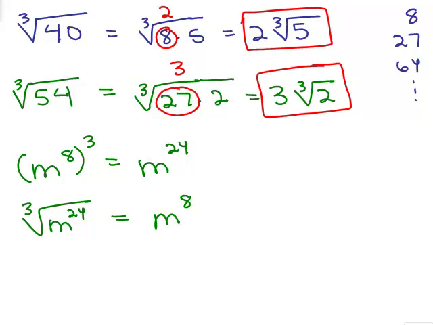So let's try another one. How about if I wanted to do the cube root of x to the 18th? So first of all, decide, is that a perfect cube? And why, yes it is, because it has an exponent that 3 goes into. So check it out. It's almost like you just get to divide this 3 into the 18. That's your new exponent. X to the 6th.